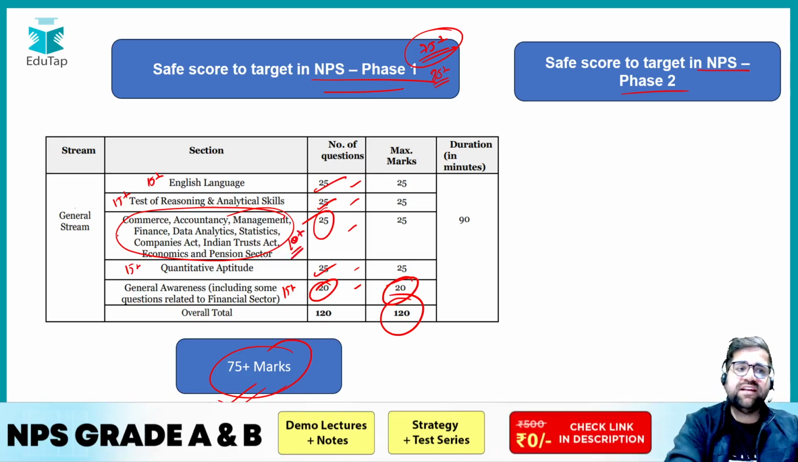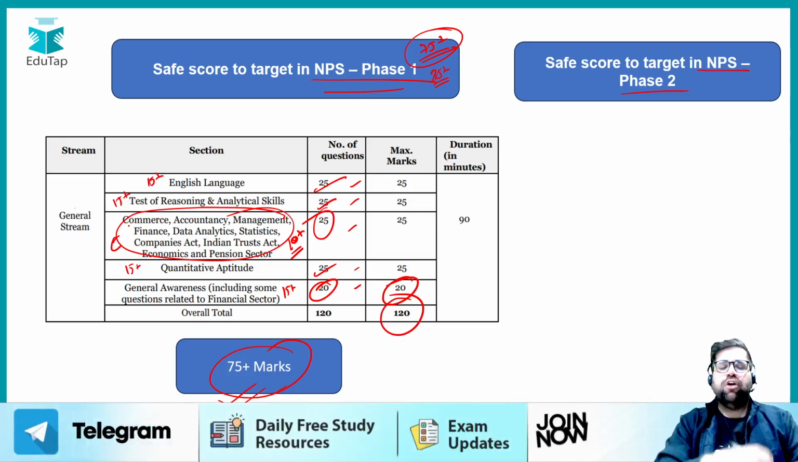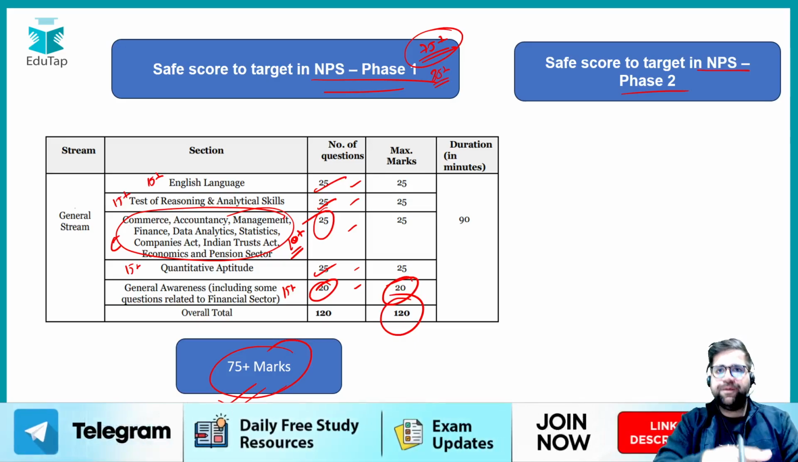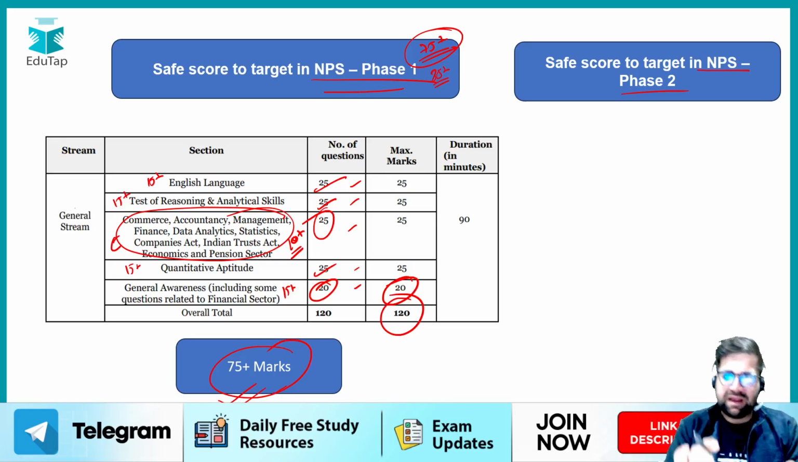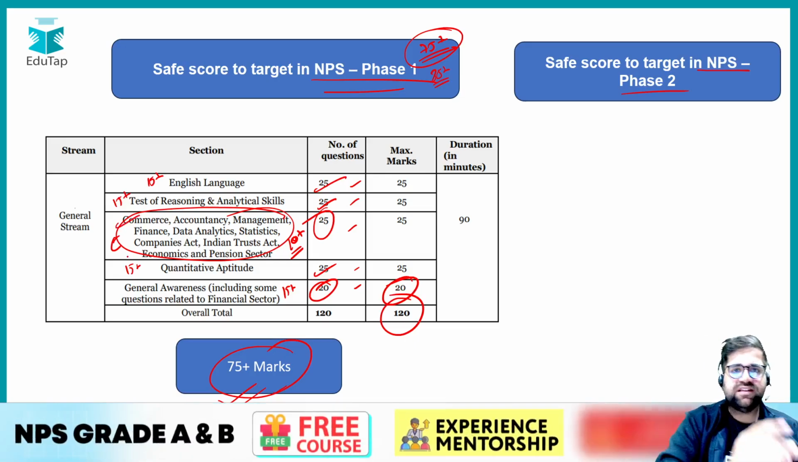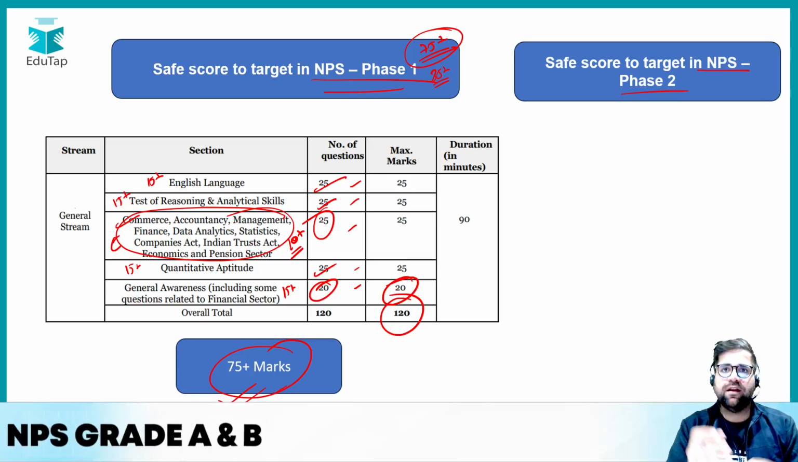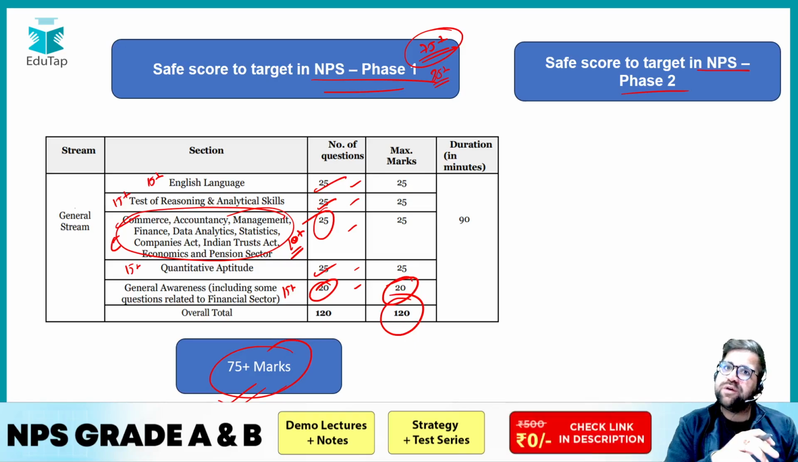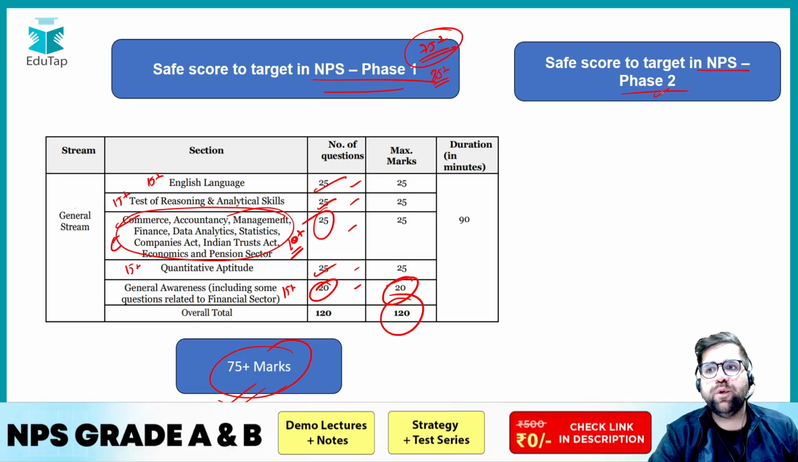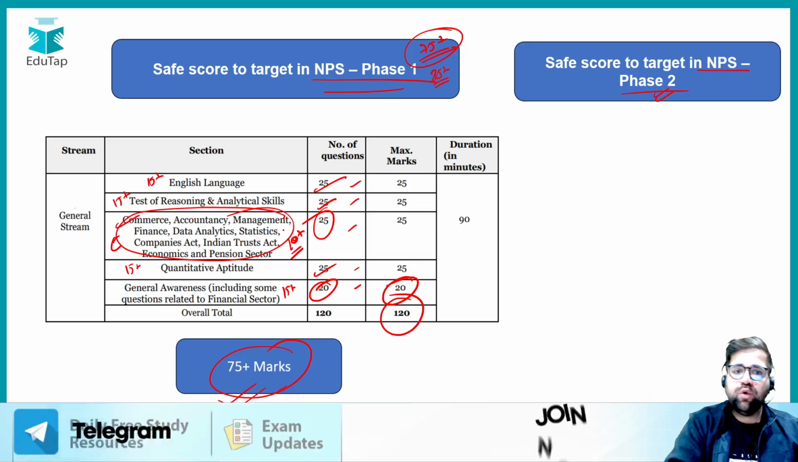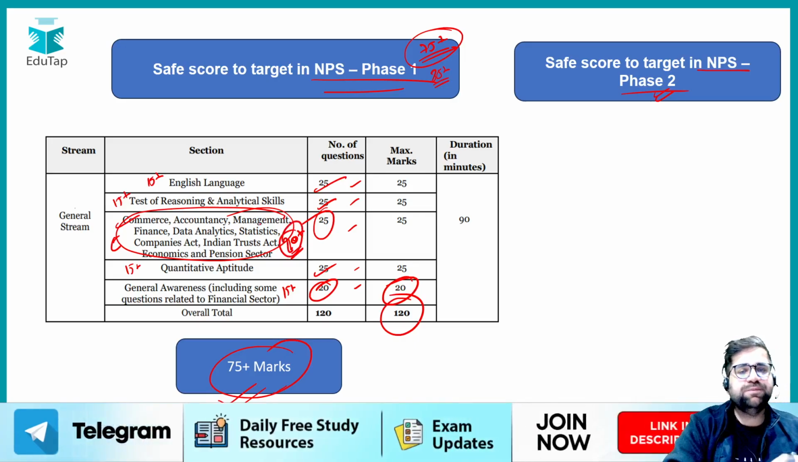because all these 6 components, or more than 6 components, will be useful in phase 2 also. By which I mean all these components like commerce, accountancy, management, statistics, data analytics, Companies Act, are they going to help you in phase 1 only? No, they are going to help you in phase 2 also. So try to keep your score 20 plus in this particular section.